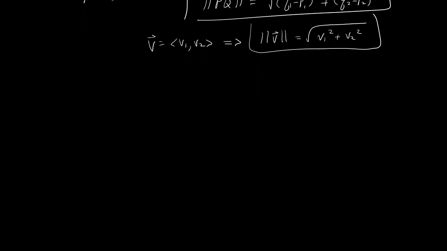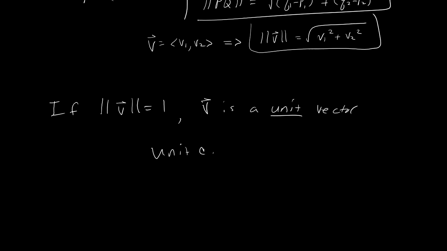Okay, now some special terminology. If the magnitude of a vector is equal to 1, we call it a unit vector. Think of the unit circle. You've probably seen that before. If I've got the unit circle, pick any vector and put it on here. Any vector with magnitude 1 is going to stop right there on the unit circle. So what are the components here?